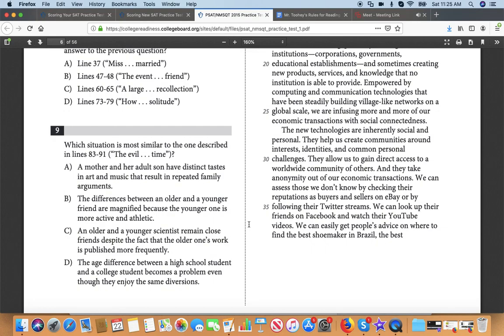Try C. An older and a younger scientist remain close friends despite the fact that the older one's work is published more frequently. Is that similar to the situation described in lines 83 through 91? No. It doesn't say that they're very close, and it doesn't say anything about the older one getting more things. The older one is more successful in answer choice C, which is kind of the opposite of the situation with Emma and her father. Emma's the one with more talent and social advantages, and the father not so much. And we're still eliminating answer choices based on evidence in the text, even though you have to engage your imagination a bit to imagine these situations.